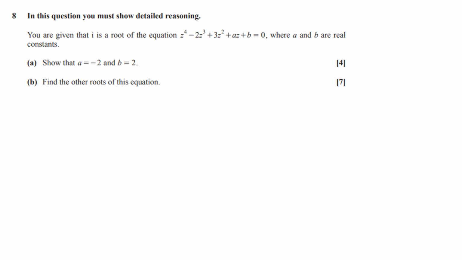Right, number 8, the last question. We've got i is a root of this equation. So when you have roots, you always get the conjugate pair, so minus i is also a root. But when we have a root and we plug in that Z equals that root, then out will come 0. So for part A, we let Z equal to i, so our equation will become i to the 4 minus 2i cubed plus 3i squared plus ia plus b must equal 0.